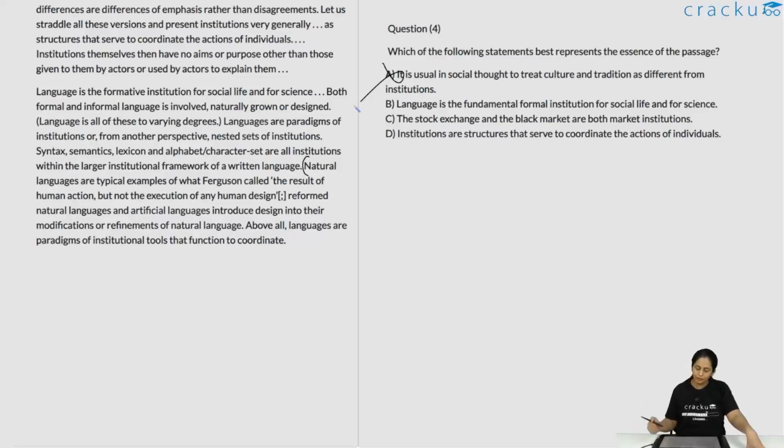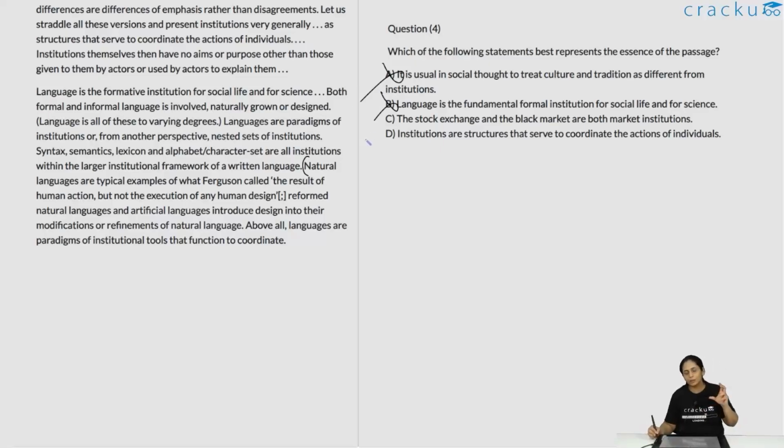Language is the fundamental formal institution for social life and for science. No. Language is a formative institution, but fundamental formal institution is definitely not the case. He doesn't say this is fundamental, this is formal, this is informal. In fact, language is both formal and informal as such. So it's not a fundamental formal institution at all. So B is also incorrect.